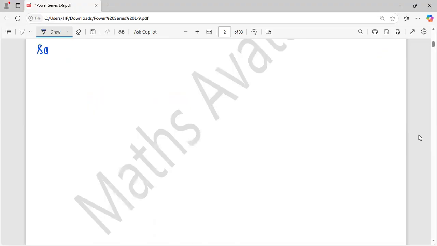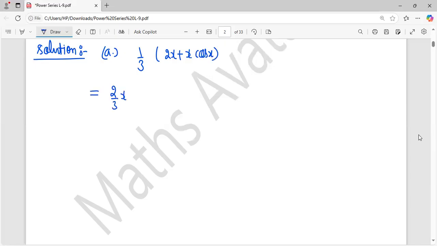Solution: 1 upon 3, 2x plus x cos x. This is 2 by 3 x plus x by 3 cos x. Now we know the Taylor series expansion of cos x. This is nothing but 1 minus x squared factorial 2, plus x to the fourth factorial 4.